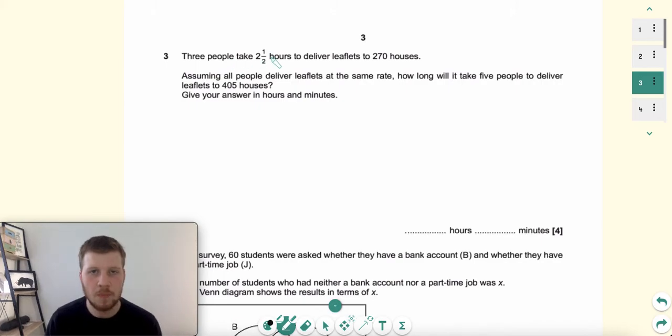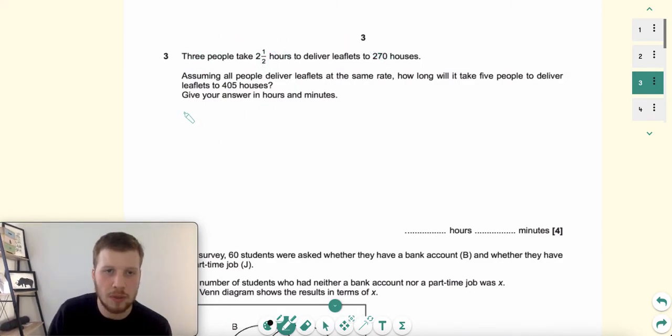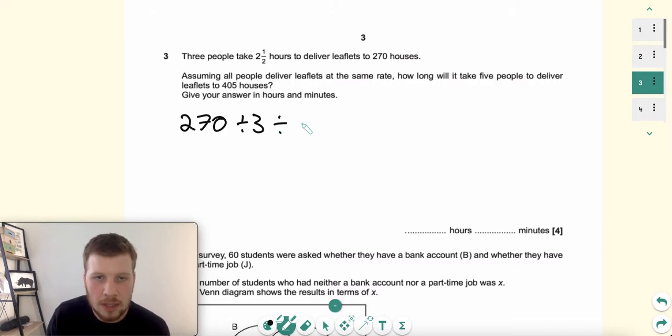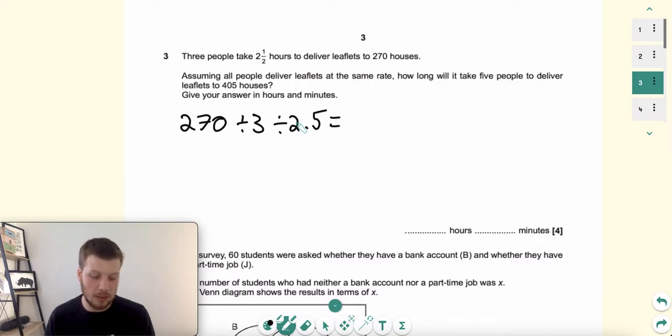So 3 people take 2.5 hours to deliver a leaflet to 270 houses. So what I want to know first is how many leaflets does one person deliver in 1 hour? So therefore it's going to be 270 divided by 3 divided by 2.5. So 270 divided by 3 will tell me how many leaflets someone delivered in 2.5 hours, divided by 2.5 will tell me how many leaflets one person delivers in 1 hour. So using my calculator, 270 divided by 3 divided by 2.5 is equal to 36. So one person delivers at a rate of 36 papers per hour.